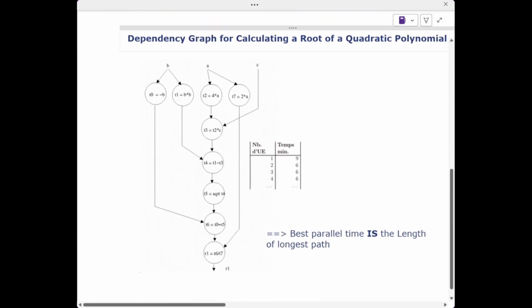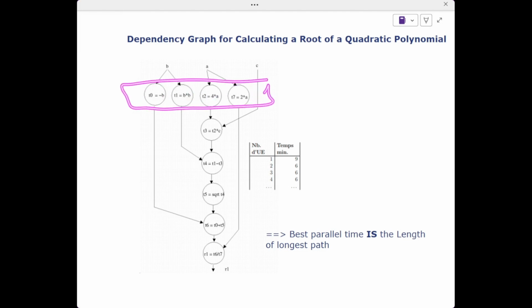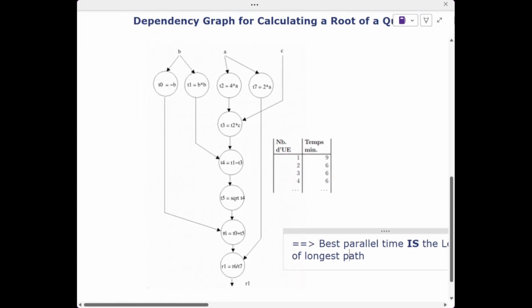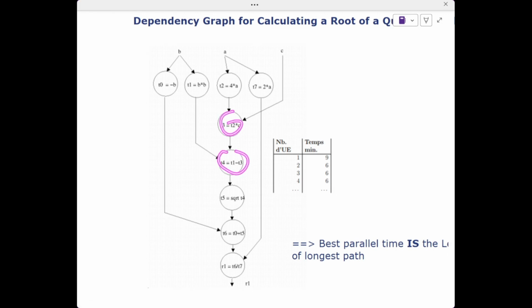How do we find the depth? We can build a dependency graph. This is t0, t1, t2 and t7, they can be done in parallel, but t3 depends on t2. t4 depends on t3 and t1. t5 depends on all of these. t6 depends on this, the square root. The solution depends on t6 and t7.